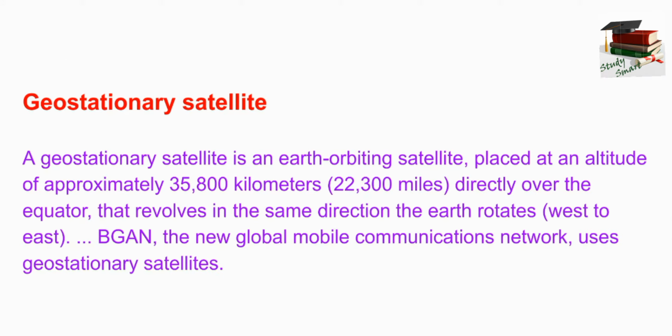Now see important points about geostationary satellite. A geostationary satellite is an earth orbiting satellite placed at an altitude of approximately 35,800 kilometers directly over the equator that revolves in the same direction as the earth's rotation, from west to east. The new global mobile communication network uses geostationary satellites.